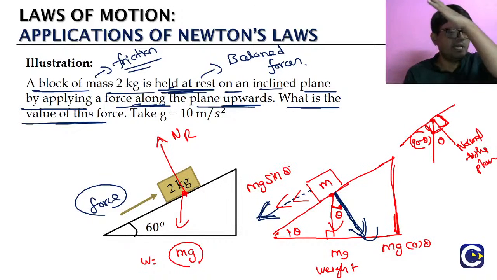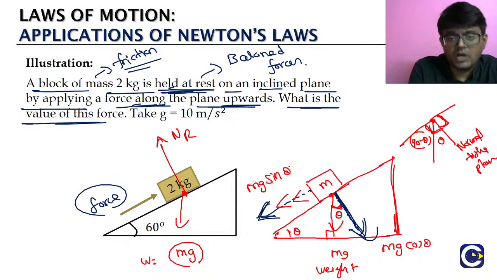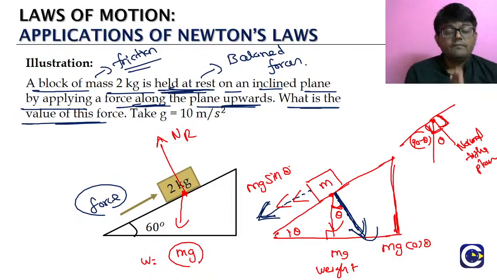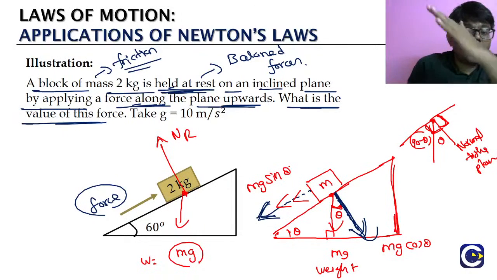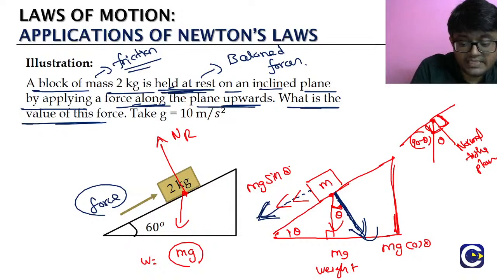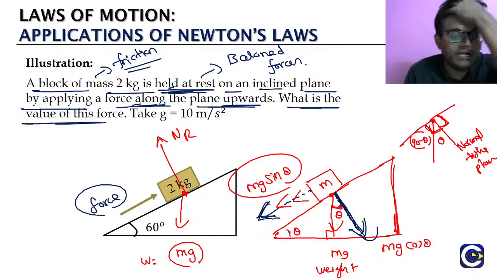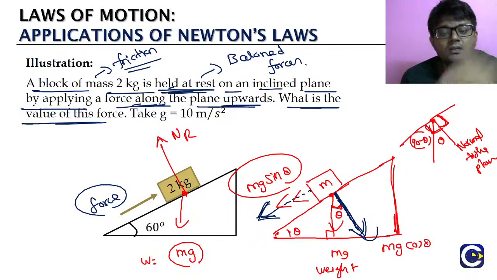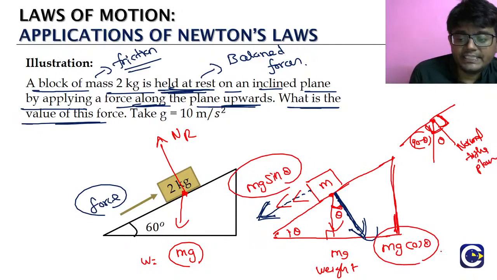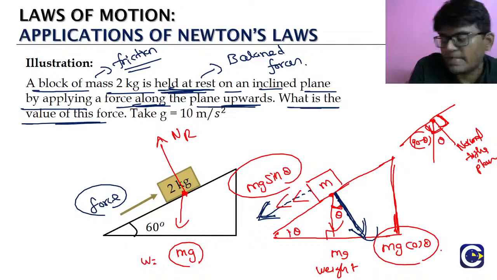ஒரு inclined plane மேல you are keeping a block ஆகட்டும் or any object வெச்சுக்கோங்க. Then when you resolve ன்னு சொன்னா என்னது? A vector can be taken into the components. அதுக்கு தான் நம்ம resolve ன்னு சொல்லுவோம். So if you take the vector into the components, the component of the weight along the plane is mg sin theta. And the component of the weight perpendicular to the plane is mg cos theta. Okay, so these two we have to remember.